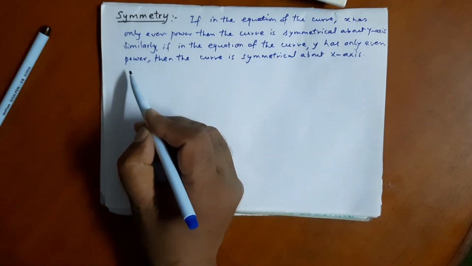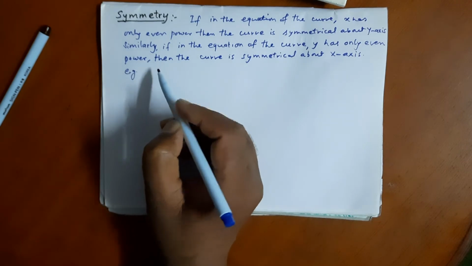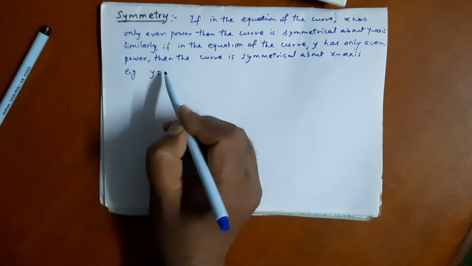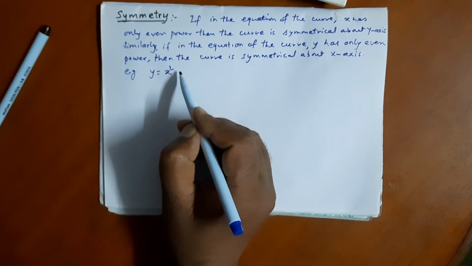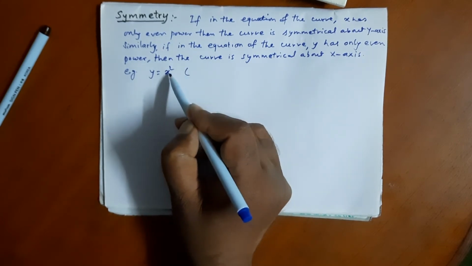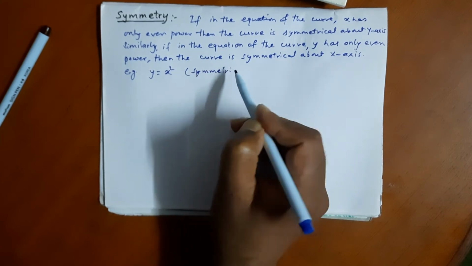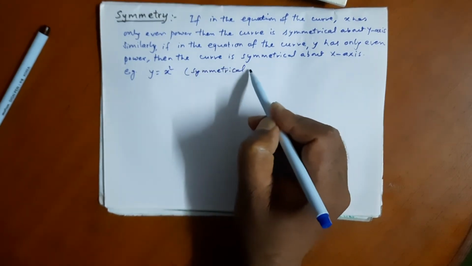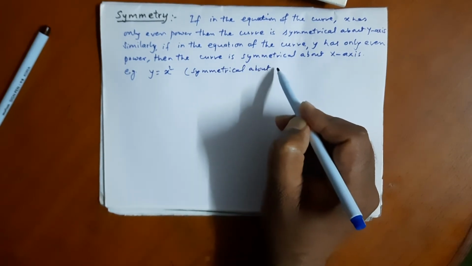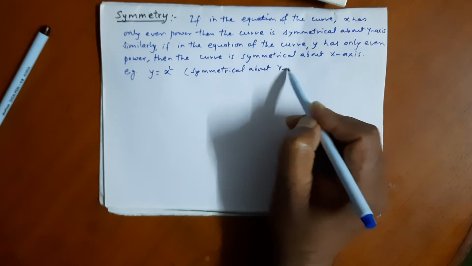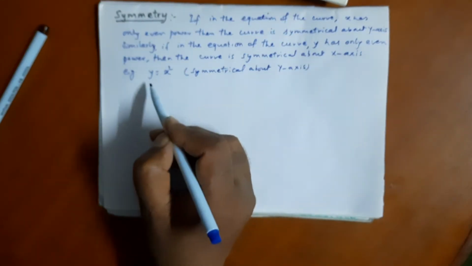Example, y equals x square. Here x has only even power, so it is symmetrical about the y axis, because x has only even power, no odd power.